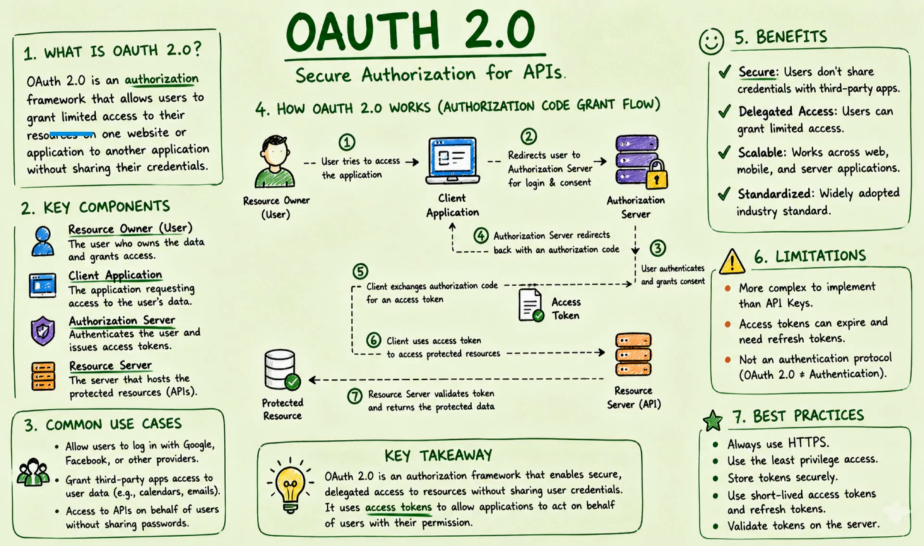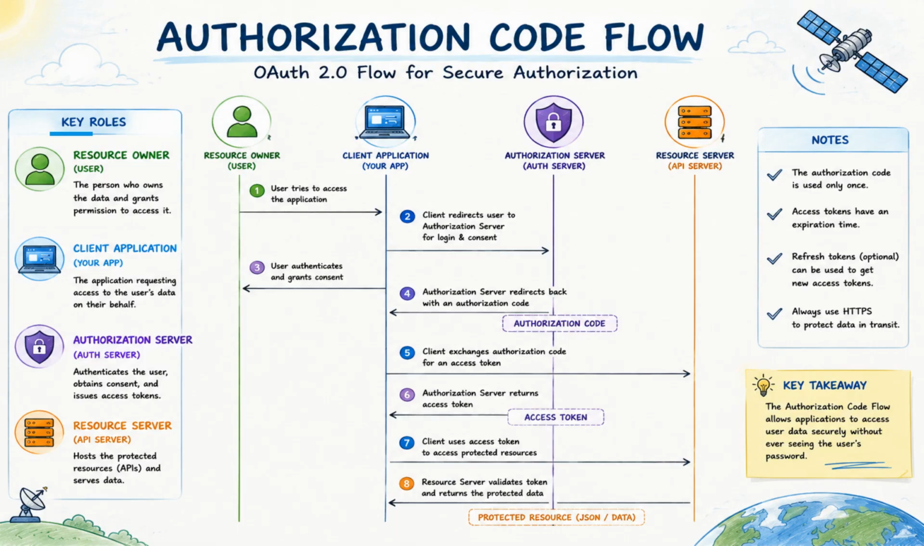Remember, OAuth 2.0 is an authorization framework, not an authentication protocol, and it works best with HTTPS to protect data in transit. Together, OAuth 2.0 and HTTPS provide a secure, trusted, and scalable foundation for modern API communication and enterprise applications. This slide walks through the OAuth 2.0 authorization code flow, the most common and secure way applications obtain permission to access a user's data.